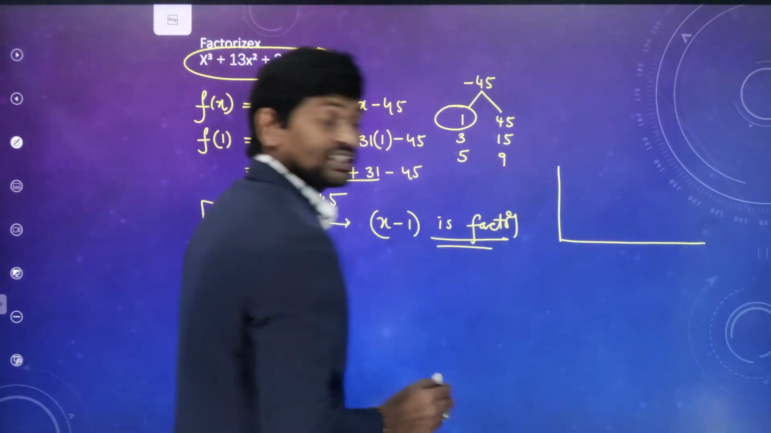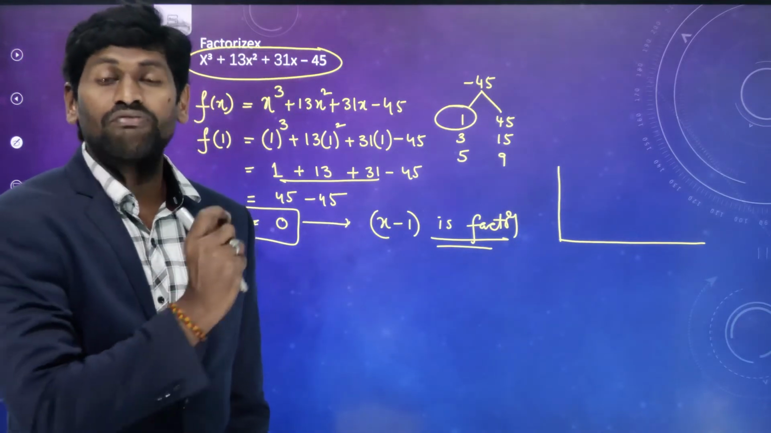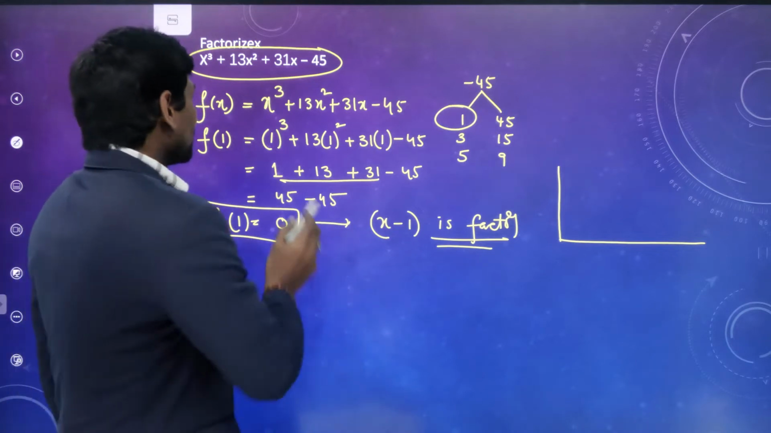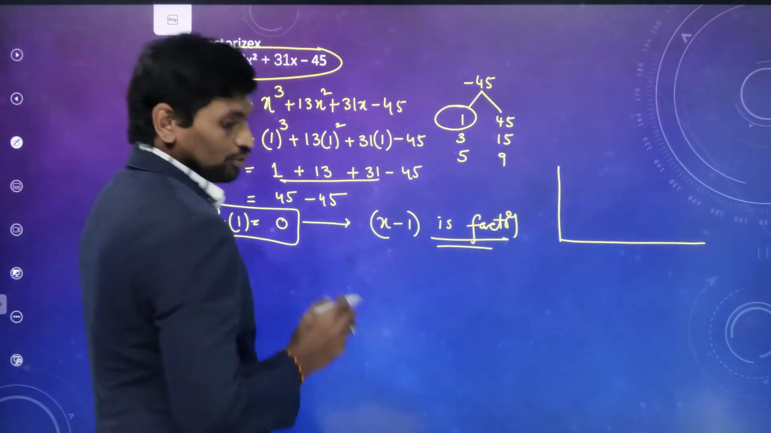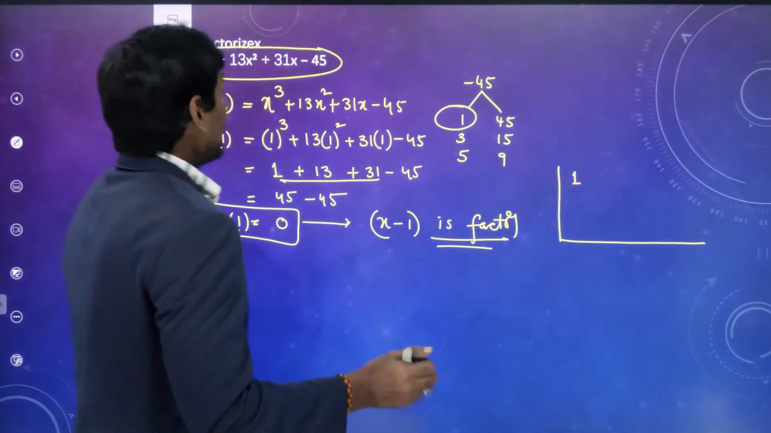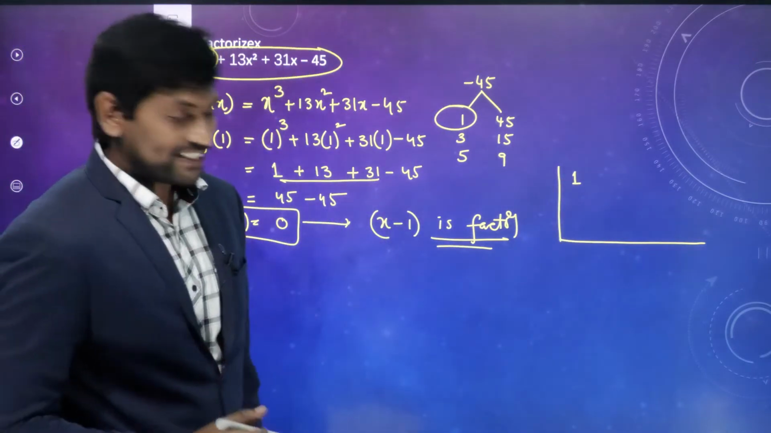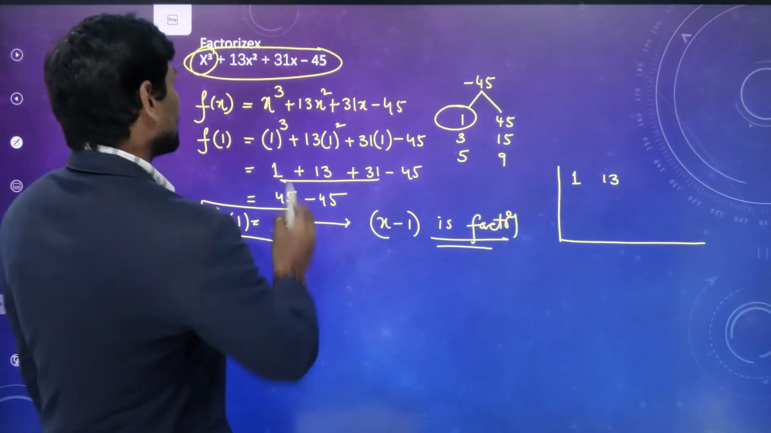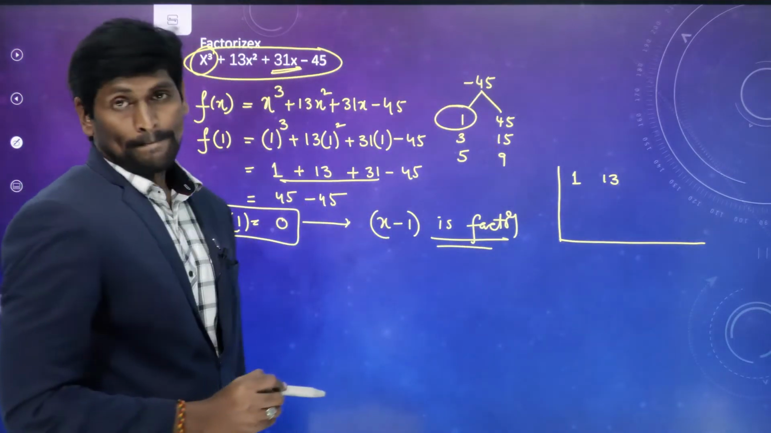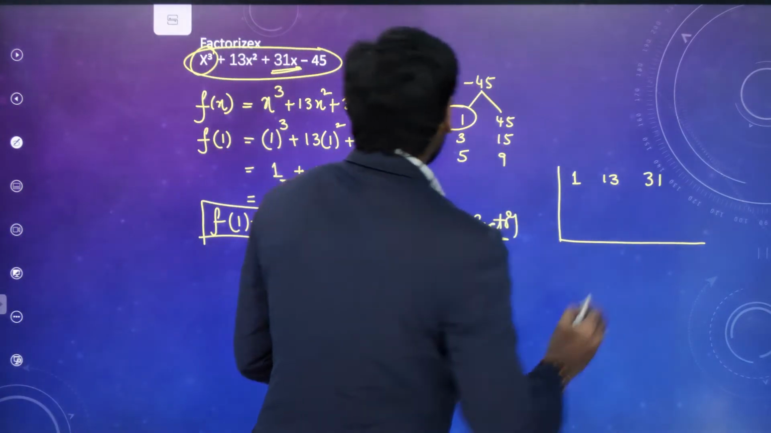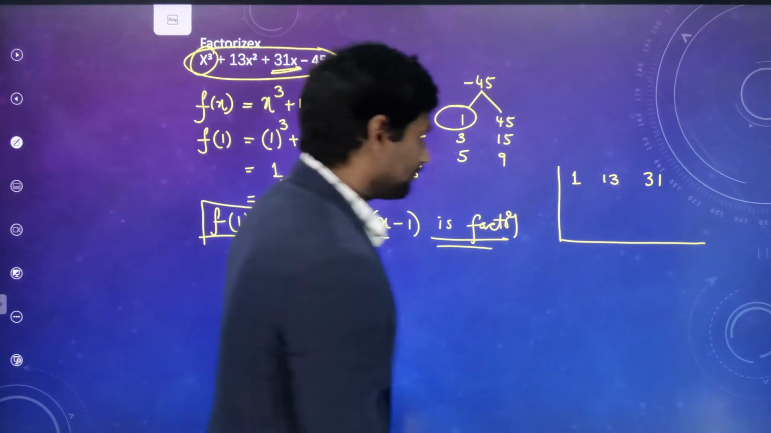For doing the synthetic division, we need to write the coefficients of the variables and the constant term as well. What is the coefficient of x cube? The coefficient of x cube is 1. The second term is the x square term, and its coefficient is 13. The third term is the x term and its coefficient is 31. Last, minus 45.